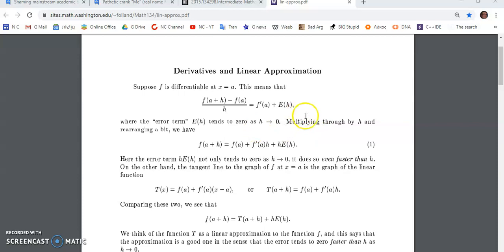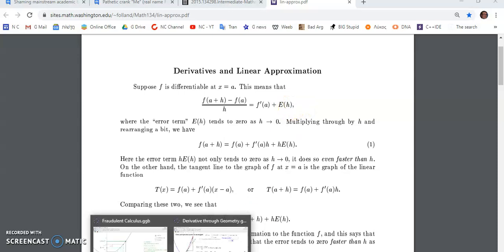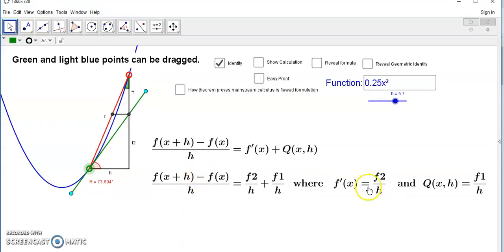Maybe in a simple equation like x squared, it is only a function of h. But it's not an error term, by the way. Okay, by no means is it an error term. It is exactly the second component that I was showing you here, f1 over h, okay?